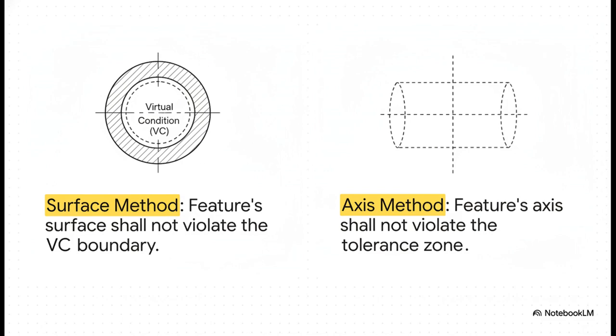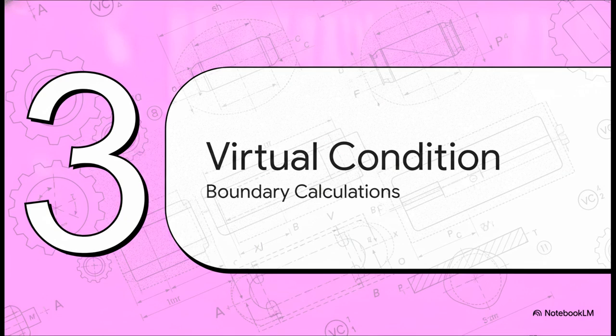With the surface method, as long as you maintain specified size limits, no element of the surface can violate the virtual condition boundary. So, you get your maximum geometric variation when the feature is at least material condition, or LMC, with perfect form. This extra breathing room is basically free money for the machining department. It keeps QA from tossing perfectly good functional parts into the scrap bin. All right, on to Section 3, Navigating virtual condition.